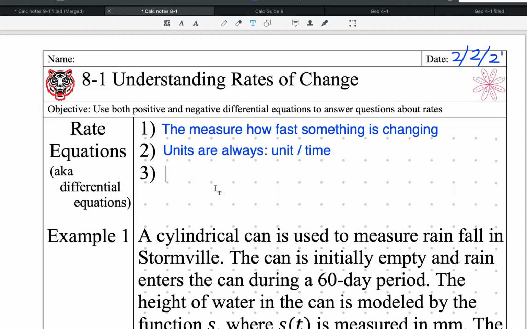And lastly, as I kind of talked about in number one, it's basically velocity. It's the same as velocity. If you want to dig a little deeper, what is velocity? It's how fast position is changing. So the easiest way to think about differential equations is that someone already took the first derivative for you and gave it to you. We're looking at first derivatives today.